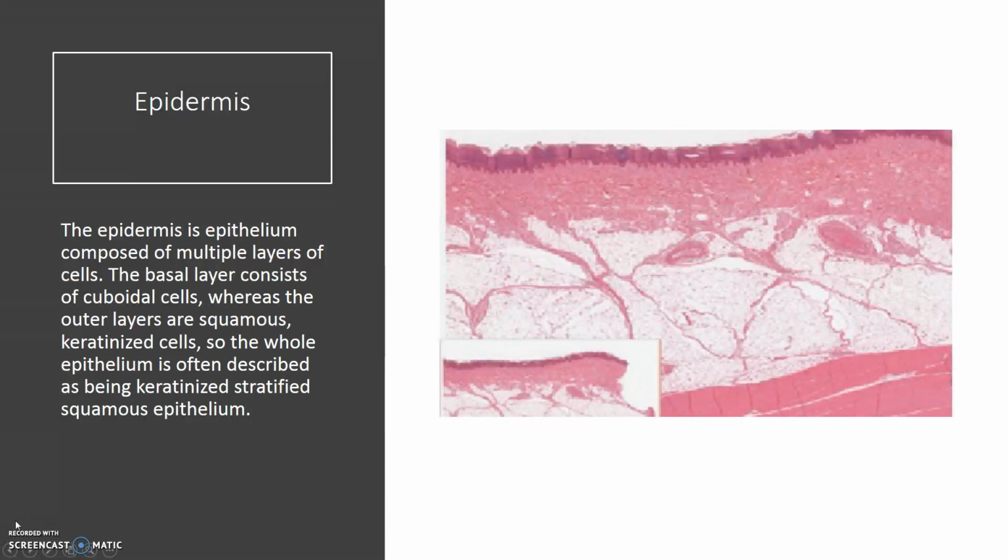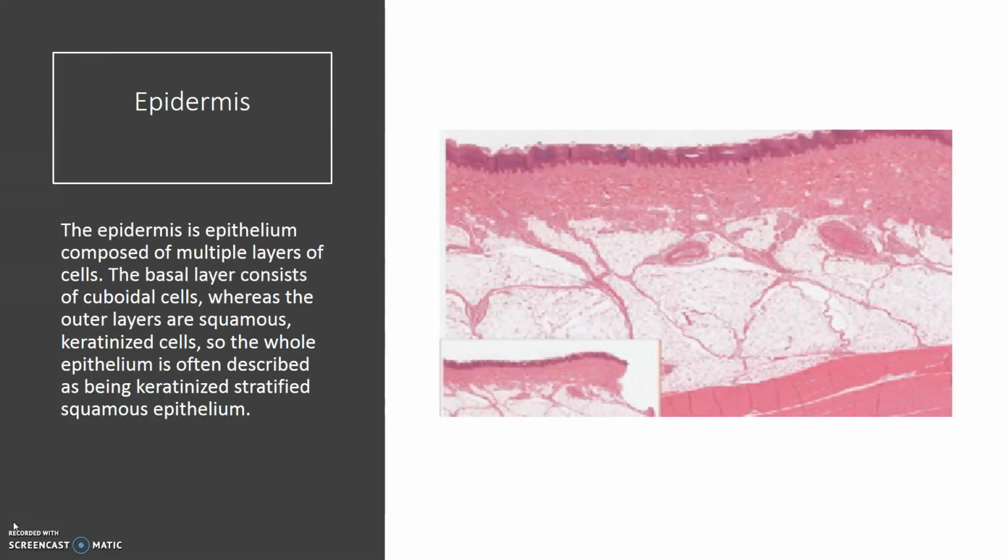The epidermis is epithelium composed of multiple layers of cells. The basal layer consists of cuboidal cells, whereas the outer layer are squamous keratinized cells. So the whole epithelium is often described as being keratinized, stratified, squamous epithelium.